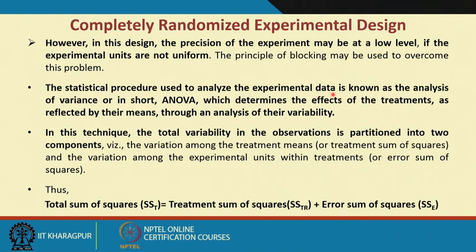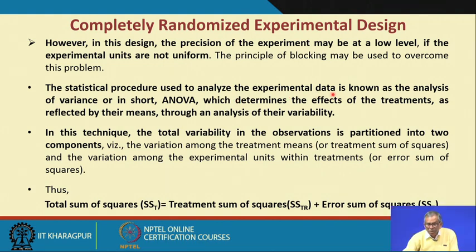The statistical procedure used to analyze the experimental units is a very important point to be noted. What is this statistical procedure? It is known as the analysis of variance, or in short ANOVA. When we take up the numerical problems, we will construct the ANOVA table. Against any such experimentation you carry out, there must be an analysis of variance. This ANOVA determines the effects of the treatments, as reflected by their means, through an analysis of their variability.